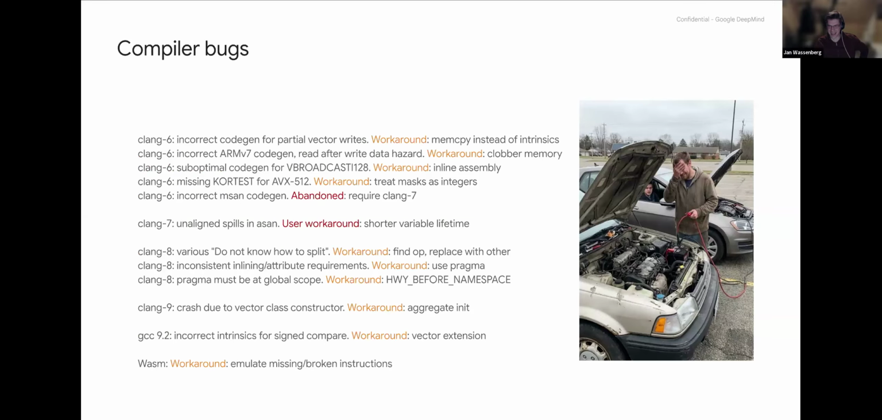So compiler bugs. I used to keep a list. I stopped once the slide got full. They unfortunately regularly hit us. It's very difficult to test compilers on real-world code. Highway has managed to work around most of these, except Clang 6. We threw in the towel on that. We simply require Clang 7.